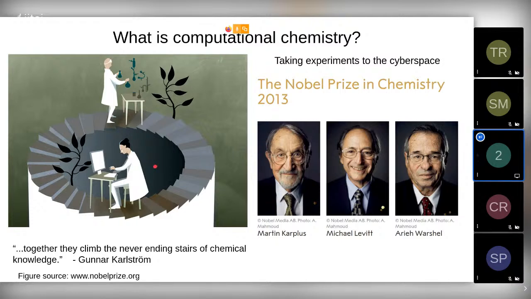So in this way, as Gunnar Karlström from the Nobel Committee has correctly pointed out, together they climb the never-ending stairs of chemical knowledge. The computational and the experimental parts complement each other to get a much better and more complete understanding of how chemistry takes place in different situations.